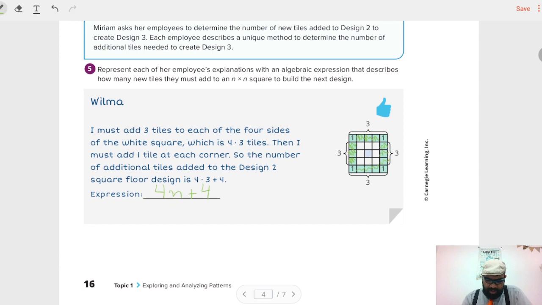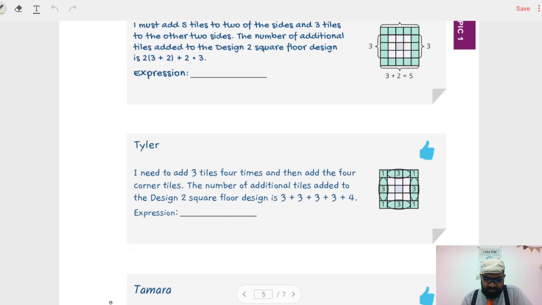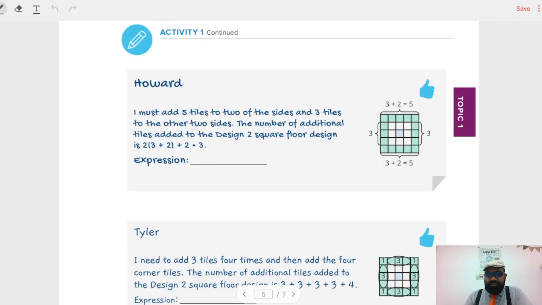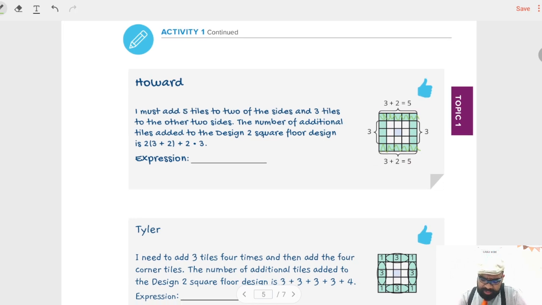Okay, next one, design number 5. It is the same thing, but I must add 5 tiles to 2 of the sides. Okay, 5 tiles here and here. That's why it's 5. And 3 tiles here, 3 tiles here. 5, 5, 3, 3. Okay, that's the thing. And you multiply times 2.